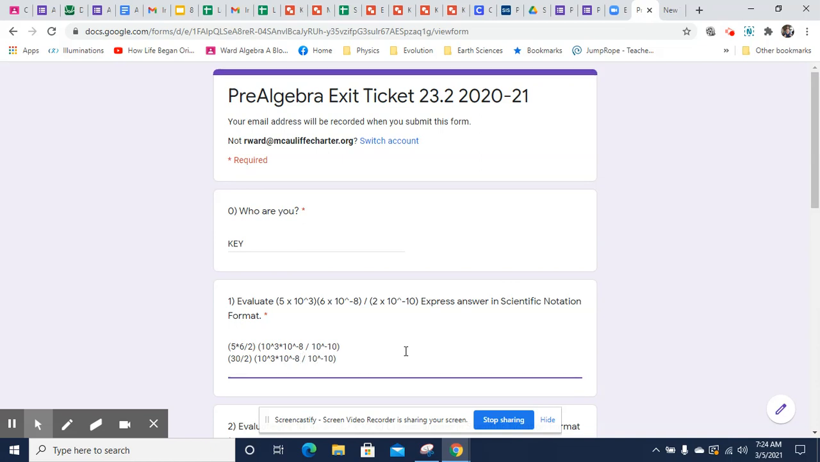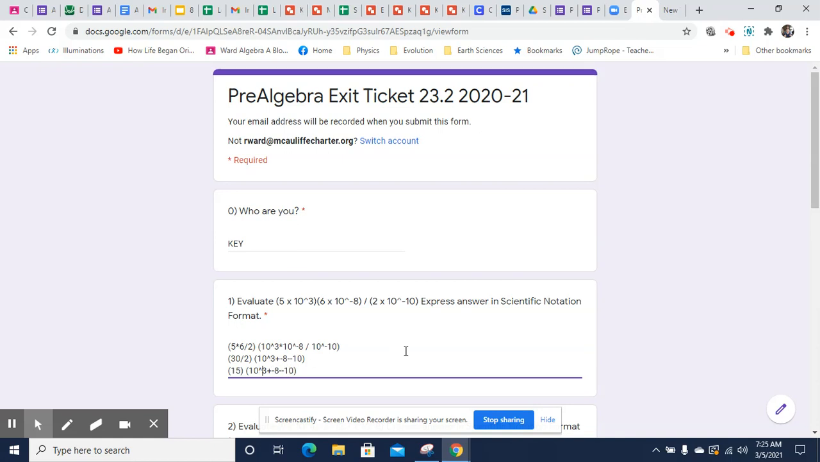So I can actually put it all together. That's going to be plus negative 8. And then I'm dividing by 10 to the negative 10th, so that's going to be minus negative 10. I can just dispense with that and put it together here. So let's copy that to the next row. And 30 over 2 is just 15. And then 10 to the 3 plus negative 8 minus negative 10.